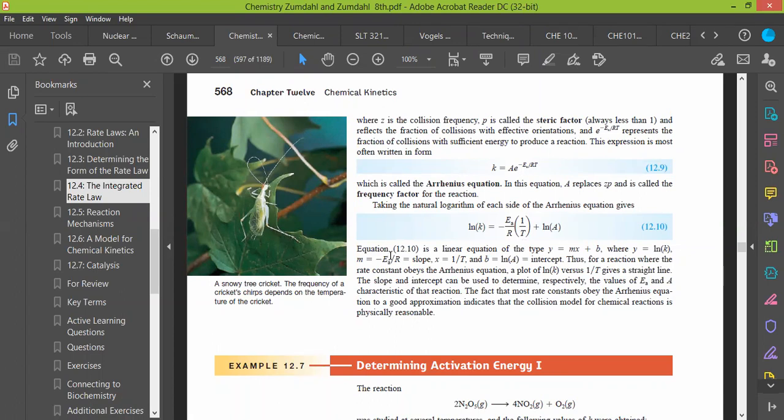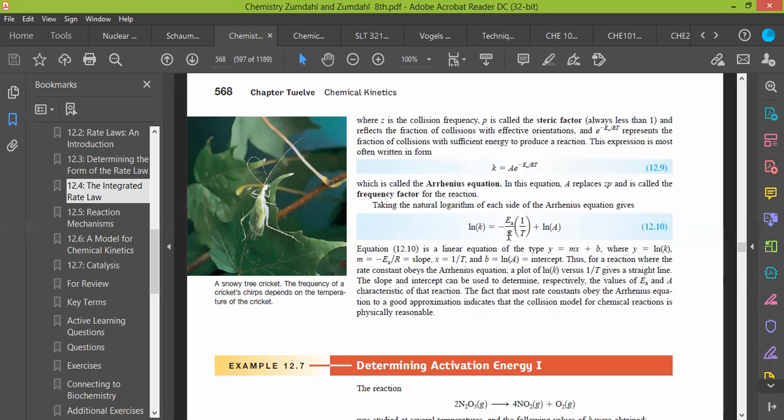So equation 12 is a linear equation of the type y is equal to mx plus b. This one is y, this is m, this is x, and this is b. So the Arrhenius equation is also the equation of a straight line, and therefore you can use linear regression to solve this particular question, because you already know what is represented by what. So this is the equation you're going to use when you are looking at one reactant at a certain condition. Now, activation energy is affected by temperature.